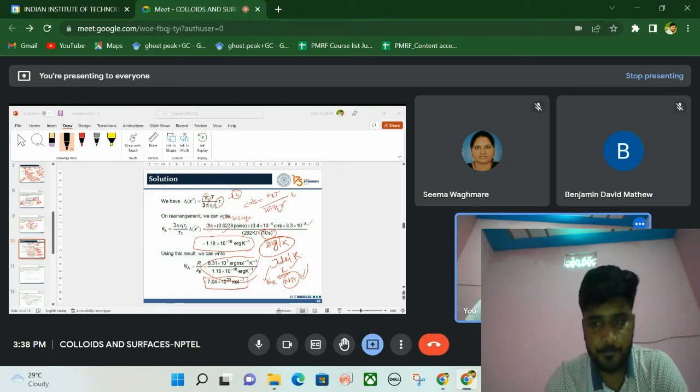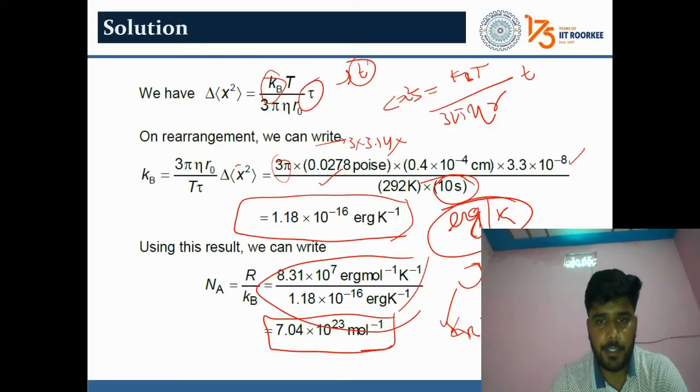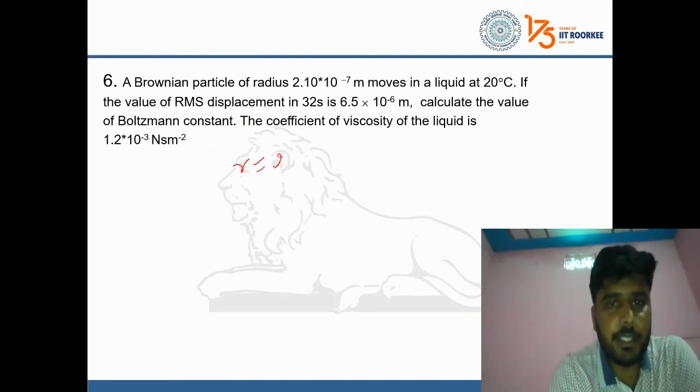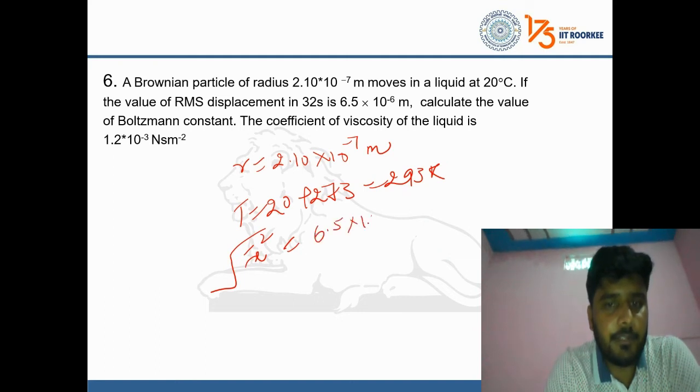Okay, so I am going to next question because we have time limitations. Okay, so that is another question. So a Brownian particle of radius, this is the radius 10 to power minus 7 meter, and temperature is given 20 plus, you have to just convert into Kelvin. Okay, if the value of RMS displacement, root mean square, this value is given here 6.5 10 to power minus 6 meter, and the data is collected for 32 seconds.